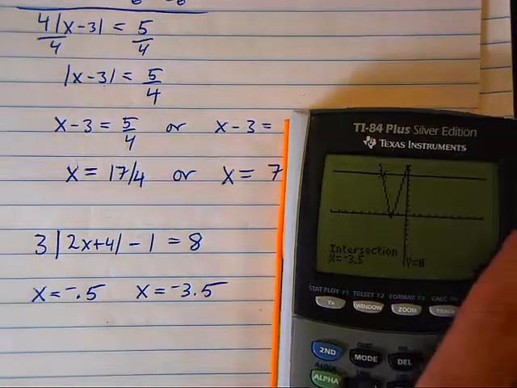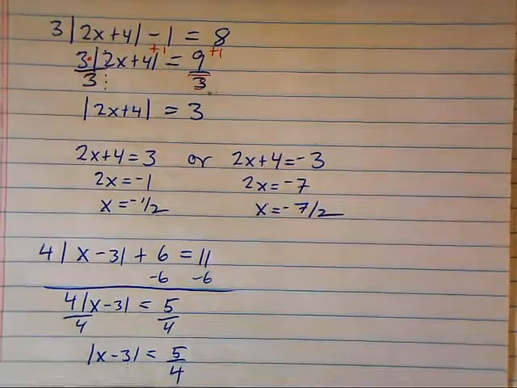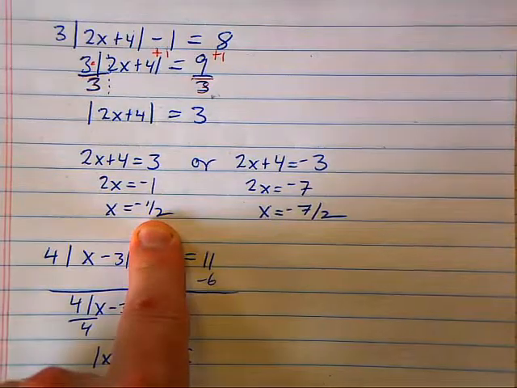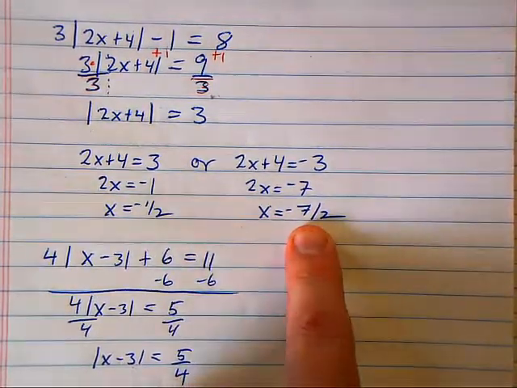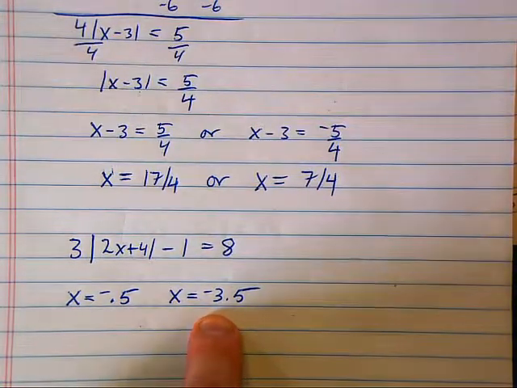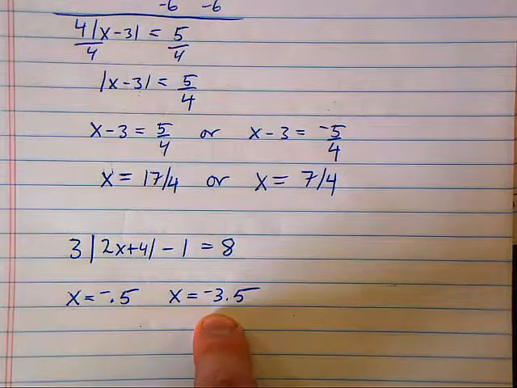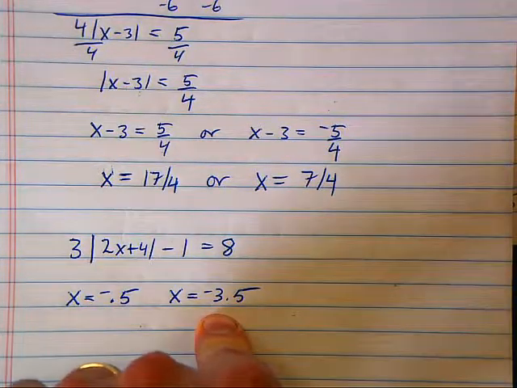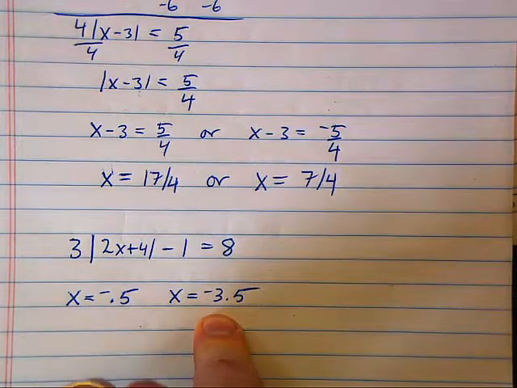Correct. In fact, we did get the same answers if we did it the other way. We just wrote them as fractions. X equals negative a half. That's negative 0.5. And here we got x equals negative 7 halves. That's the same as negative 3.5. So the calculator, fortunately, gave us the exact same answer as we got when we did it by hand. Questions about that?